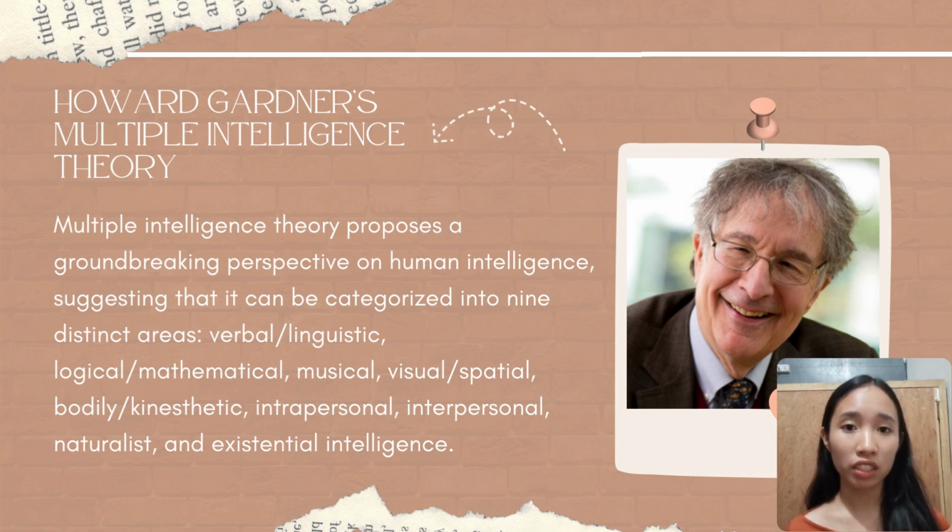Introduction to Howard Gardner's multiple intelligence theory. Howard Gardner's multiple intelligence theory revolutionizes our understanding of human intelligence, categorizing it into 9 distinct areas. It advocates for a balanced approach to the recognition of diverse intellectual capacities, which transforms teaching by promoting inclusivity and equal opportunities for all students, regardless of their cognitive strengths.